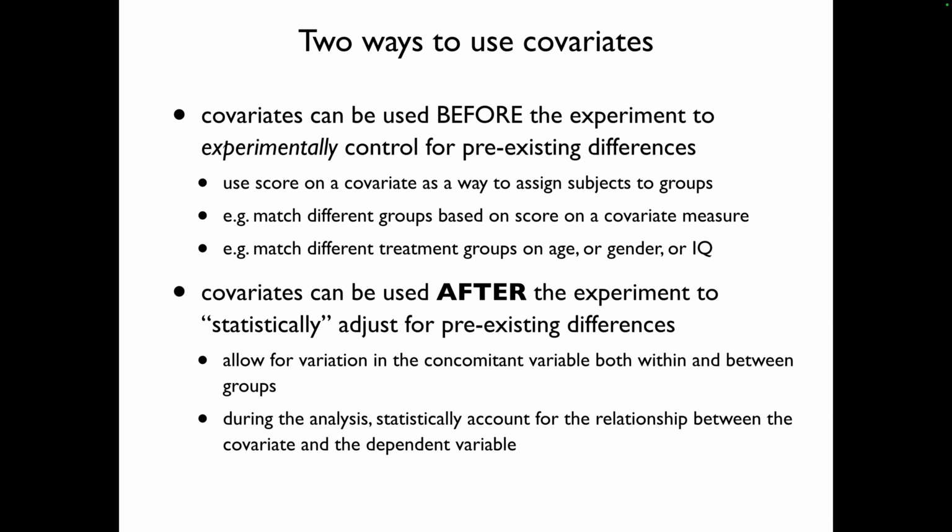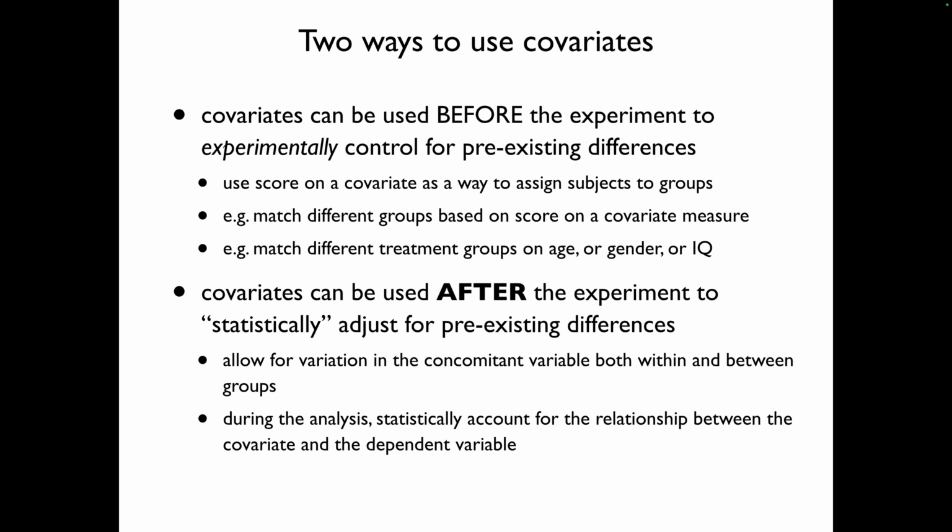And there's basically two ways that we use these covariates when doing ANCOVA. One way, we can use them before the experiment to experimentally control for pre-existing differences. So we could use the score on a covariate as a way to assign participants to groups, for example. If we wanted to match placebo and drug groups on age, for example, then age would be the covariate measure that we would use to match groups on.